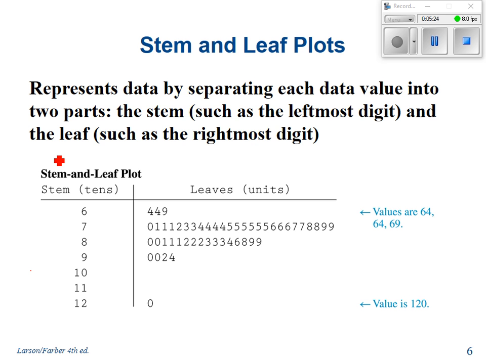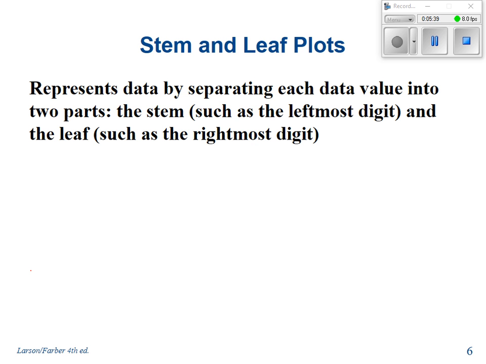All right, stem and leaf plot. With a stem and leaf plot, you'll have a list of numbers, and the list that they gave us may have looked something like this. And they'll probably be in numerical order.